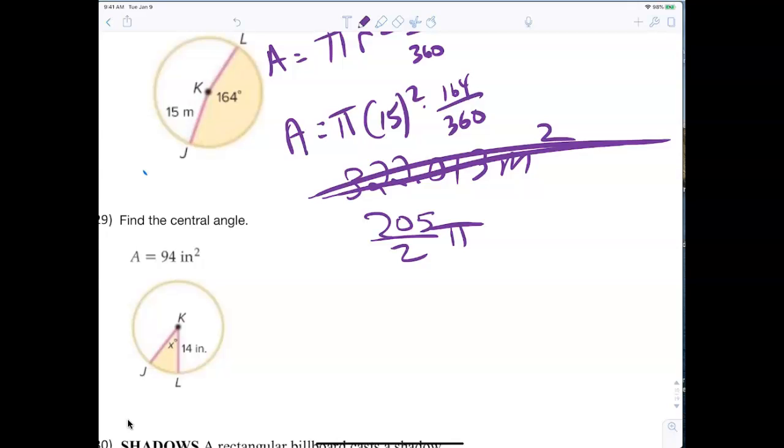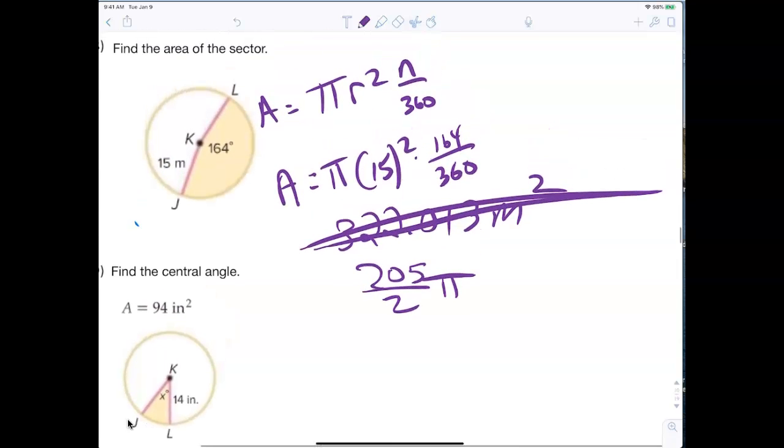Take your calculator out. Do 15 squared times 164 divided by 360. Math, enter, enter. That's your answer. And I should tell you 205 over 2. You see what I'm saying right now? Again, that's the formula. But again, I understand. Let me say it one more time.